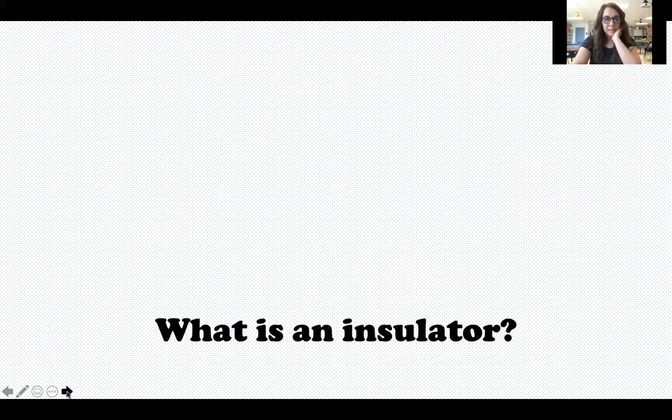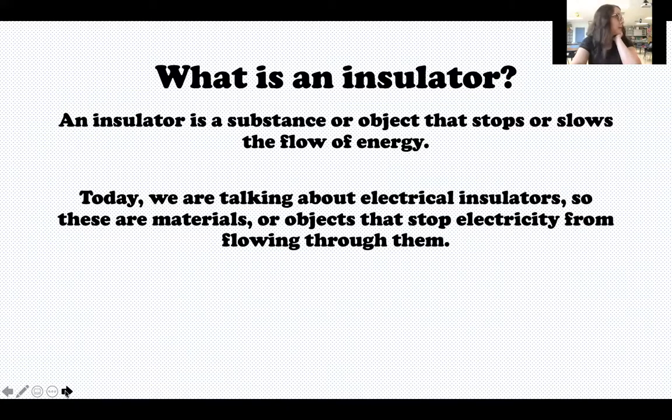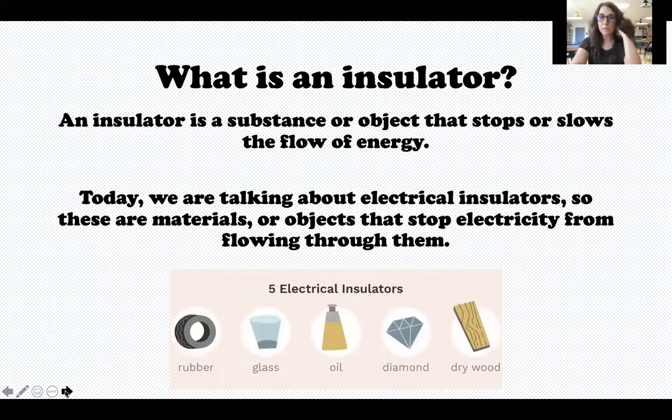All right, so an insulator is the opposite. An insulator is a substance that stops or slows the flow of energy. So electricity is not able to get through it. So examples of insulators are rubber, glass, oil, diamond, or dry wood. Plastic is also another really good insulator.